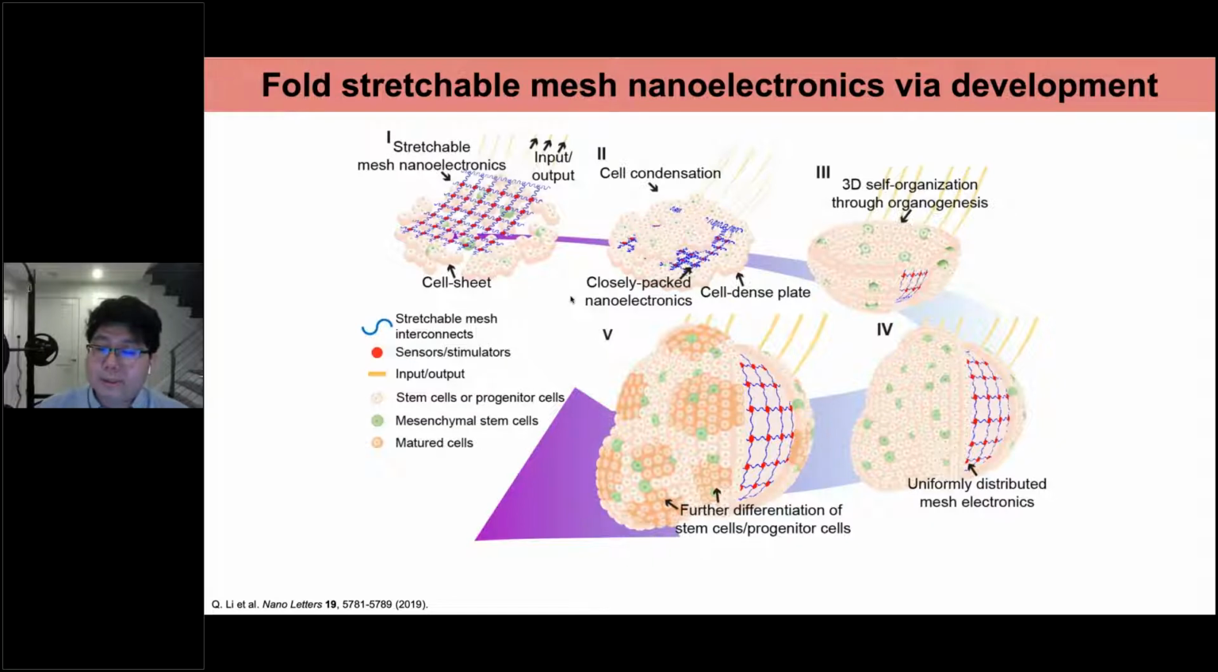So in stem cell development, especially in recent organoid development, this 2D stem cell sheet will first fold into a ball structure and ultimately fold into a 3D organoid, so that we can integrate a stretchable mesh nanoelectronics with this stem cell layer. And we expect that when this stem cell sheet folds into the 3D structure, it will distribute and fold this nanoelectronics across the 3D volume of the organoid.